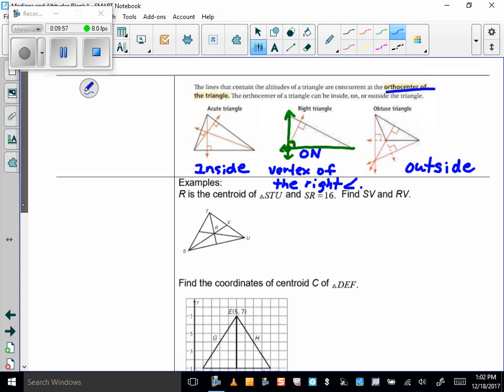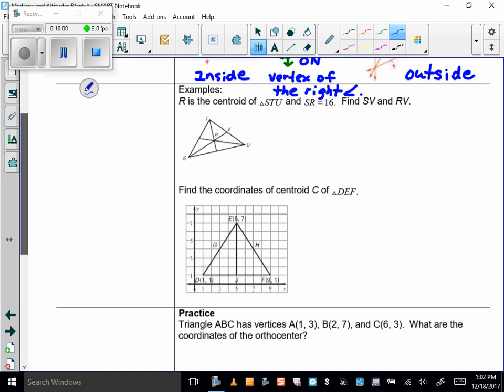Okay, I suspect we got some examples here. So here we go. R is the centroid. Remember how I like to write this down? The centroid is the point of concurrency of the medians. And remember, the theorem tells me about the 2/3. So here we go. R is the centroid, SR here is 16. Find SV and RV. So what I know because of the theorem is that SR is 2/3 of the total length of that median, which is SV.